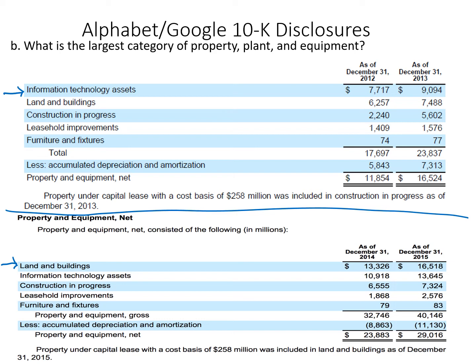That means they're building buildings or facilities, and they're not yet in operation, so they're collecting the costs, including those interim construction and financing costs, so that when those buildings or facilities come online, that construction in progress will become part of land and buildings. So you can see it's growing.